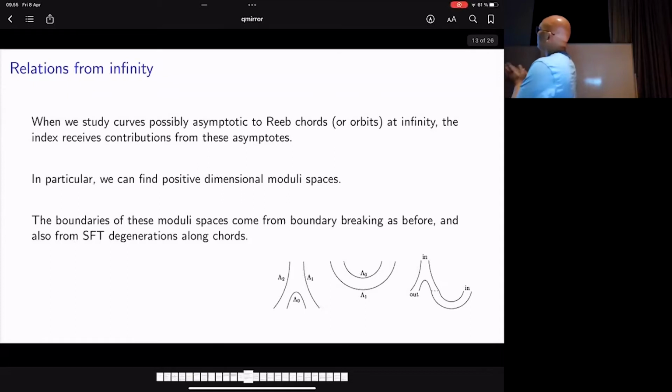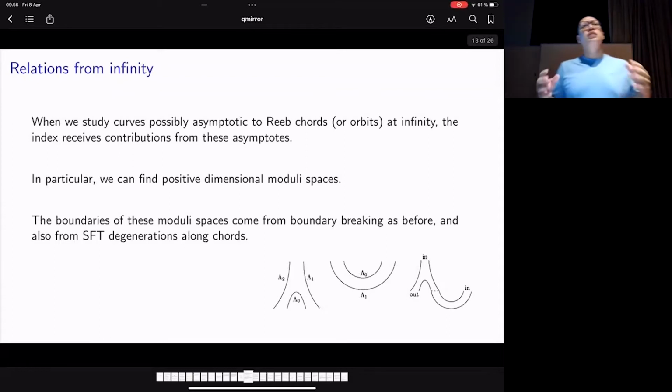And what I would like to discuss now is, remember the setup: I have, for example, the conormal to the unknot in the cotangent bundle of S3, and that's a Lagrangian which goes to infinity. Okay, it's non-compact. Before, I was just studying holomorphic curves, which are compact and end on it on the inside. And now I want to contemplate also holomorphic curves which may possibly be asymptotic to Reeb orbits at infinity, or Reeb chords at infinity.